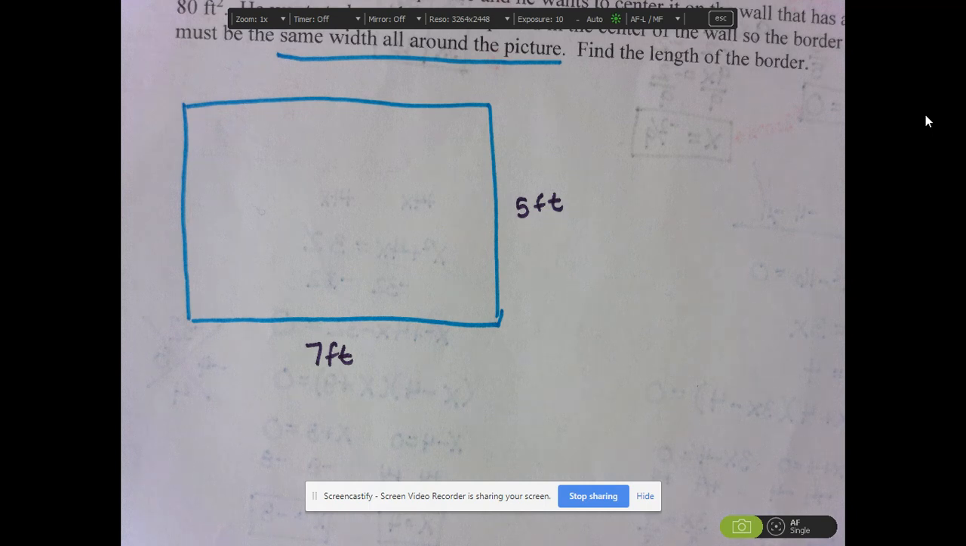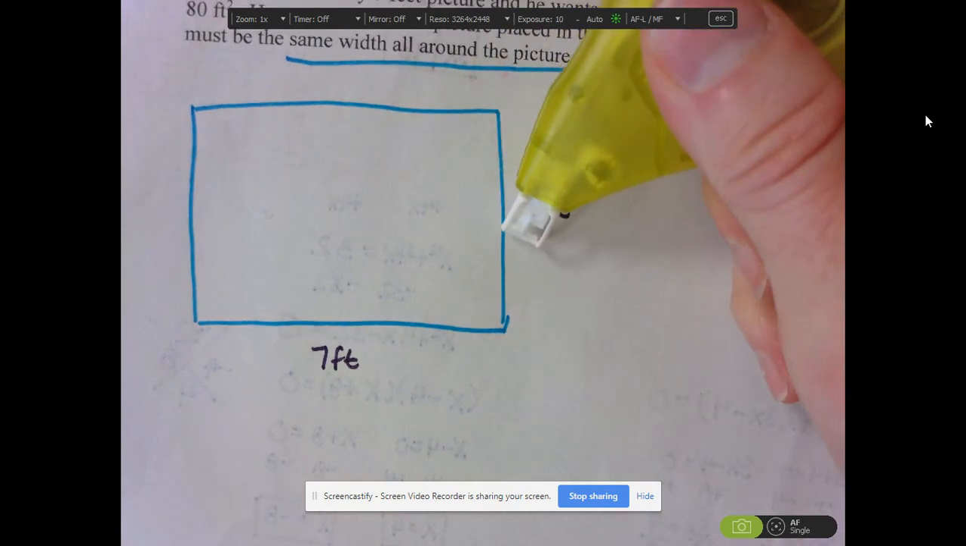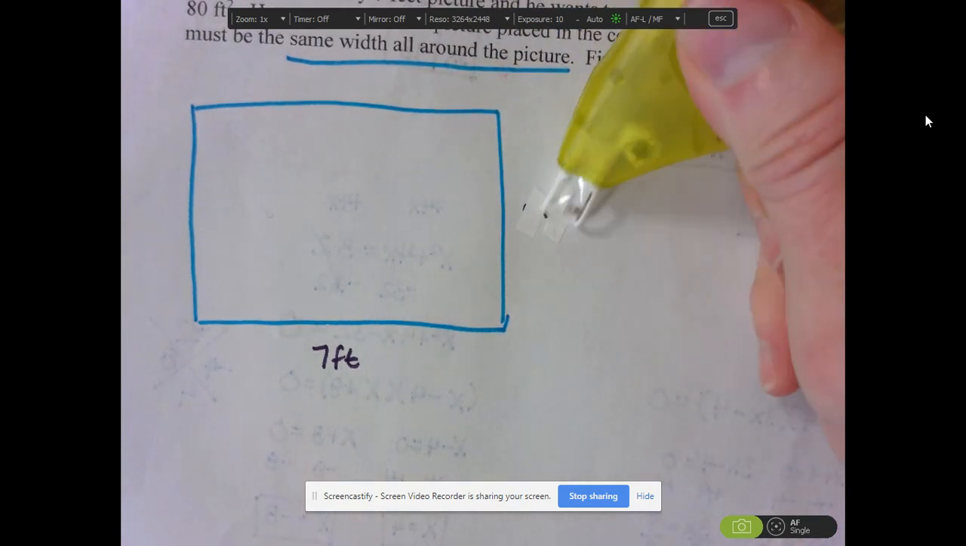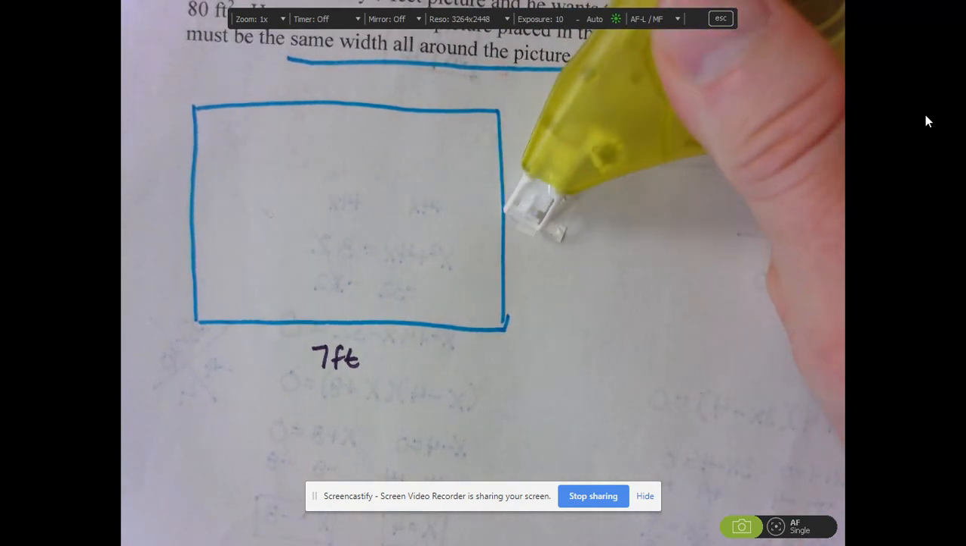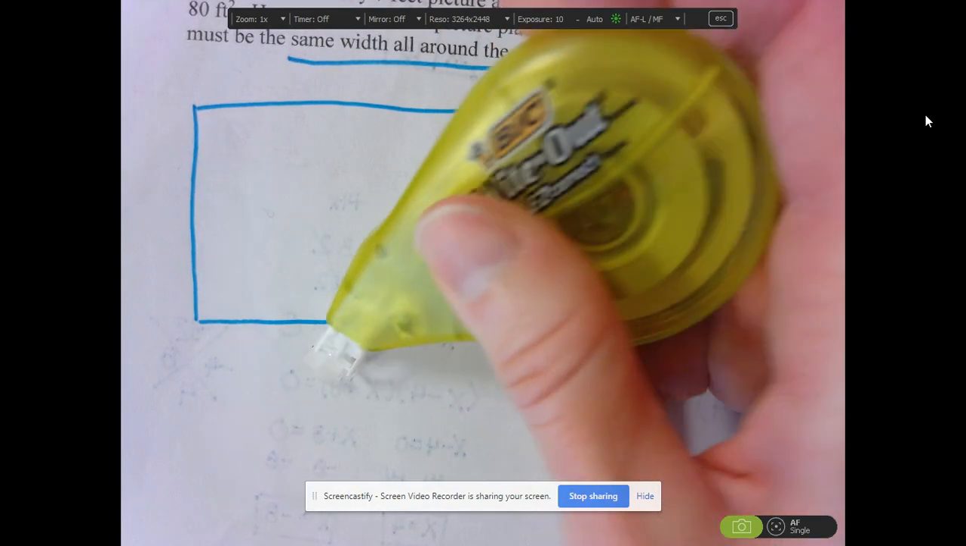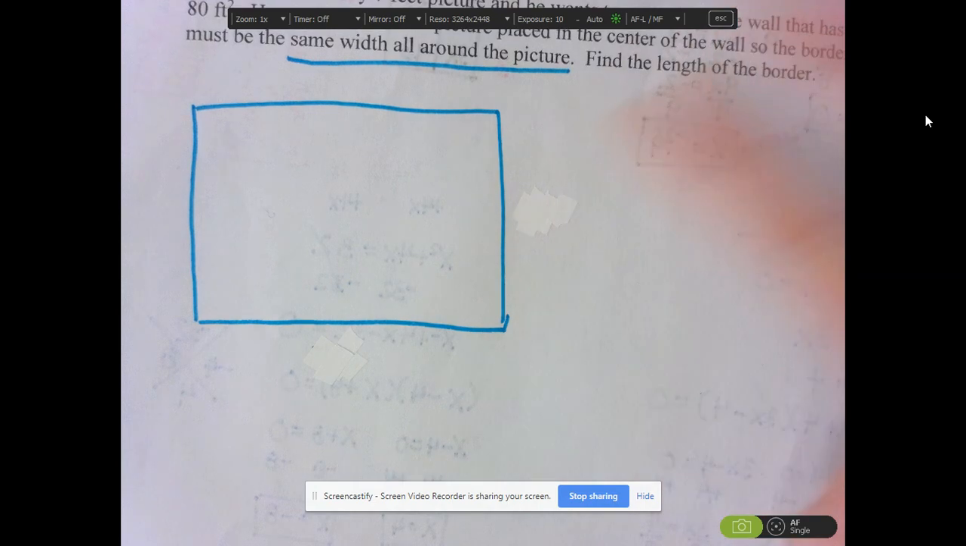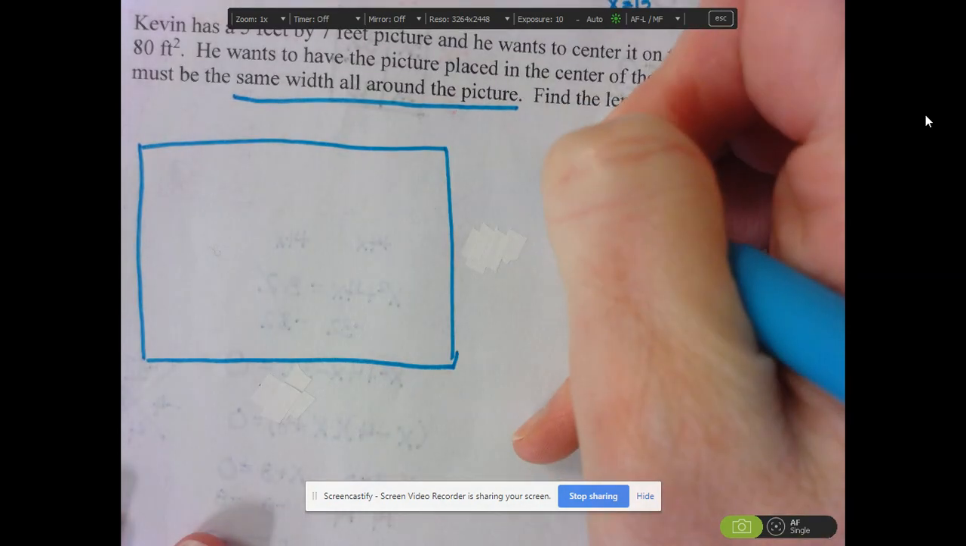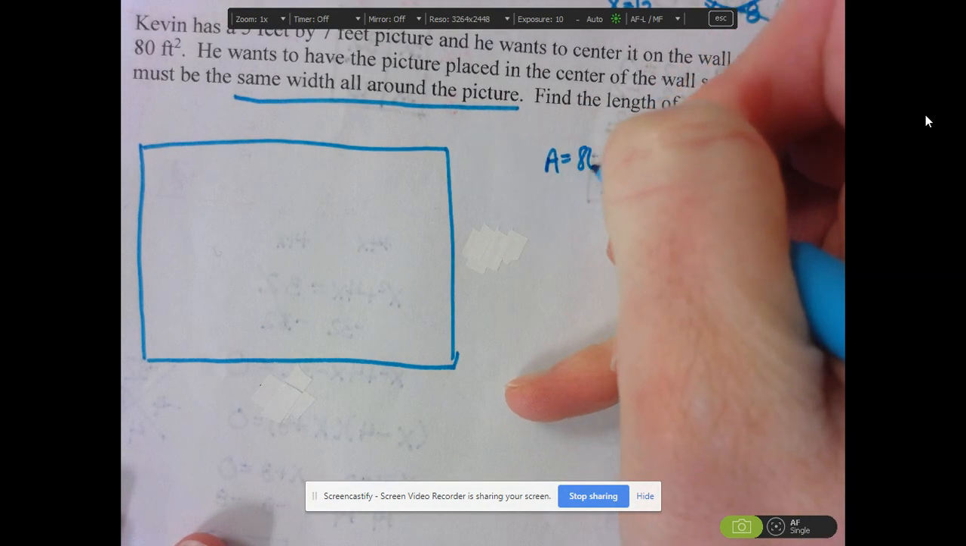Now wait a minute, that's not right. He has a 5 by 7 picture. So this isn't 5 feet by 7 feet. We don't know how big the wall is. What do we know about the wall though? It has an area of 80 feet squared. So hold that. That one's off. So we do know we have an area of 80 feet squared.